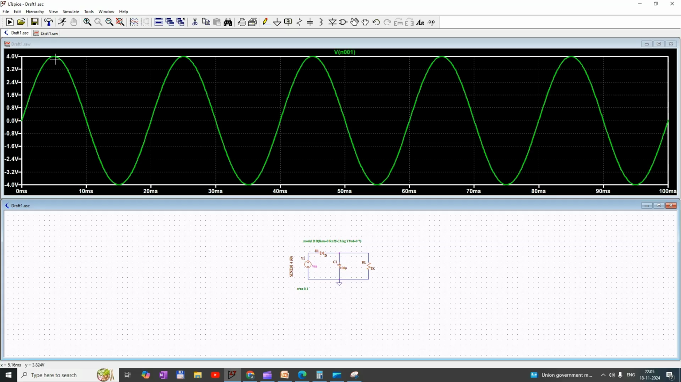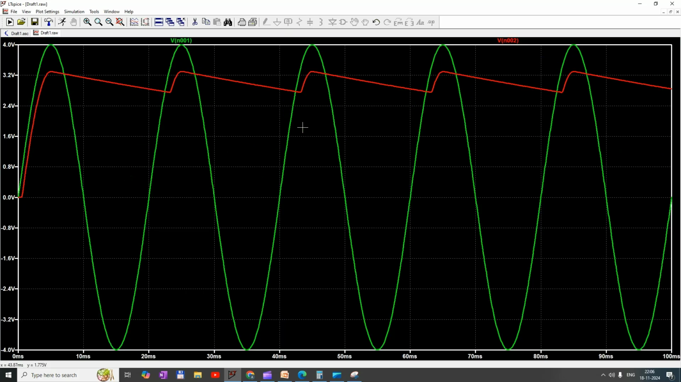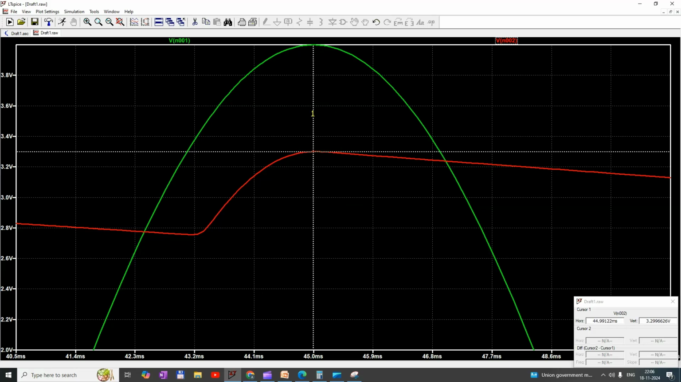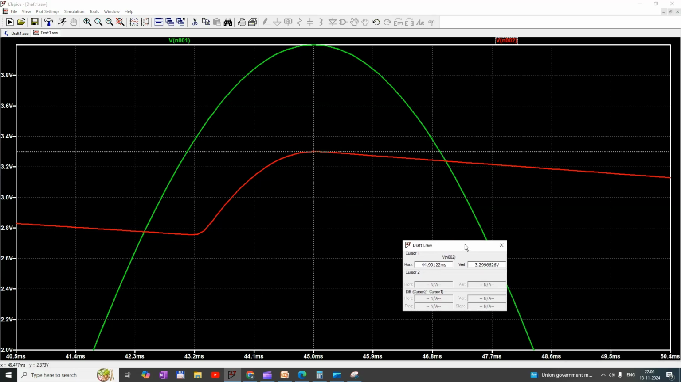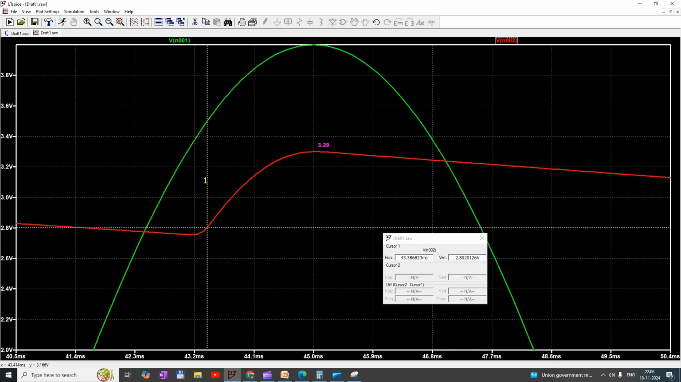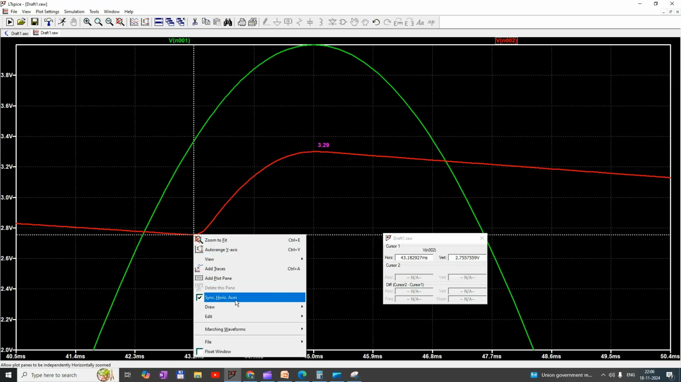This is the input voltage we are going to apply at the source. This is equal to plus or minus 4 volt and this is the output voltage we are getting across the capacitor. If I zoom in here, we are getting a maximum voltage of 3.29 volt and similarly a minimum voltage of 2.75 volt.